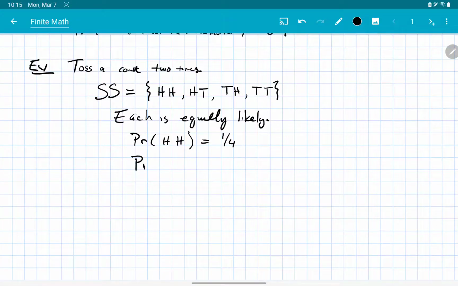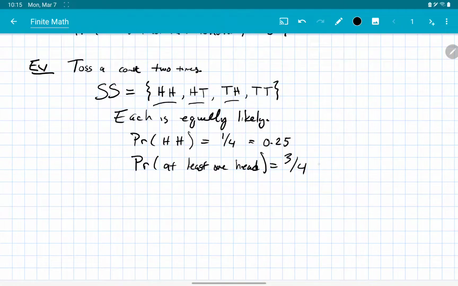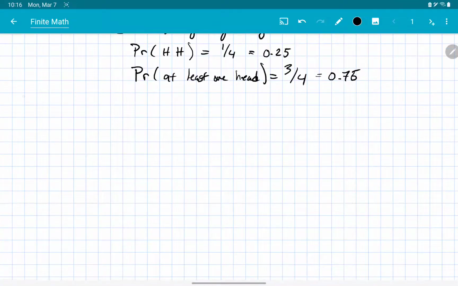We could also look at a more complicated event, like the probability that we have at least 1 head. That one works, that one works, that one works. So it would be probability 3/4. If we put these in decimal, this would be 0.25, and this would be 0.75. So that's another situation where we can easily assign probabilities to what's going on.